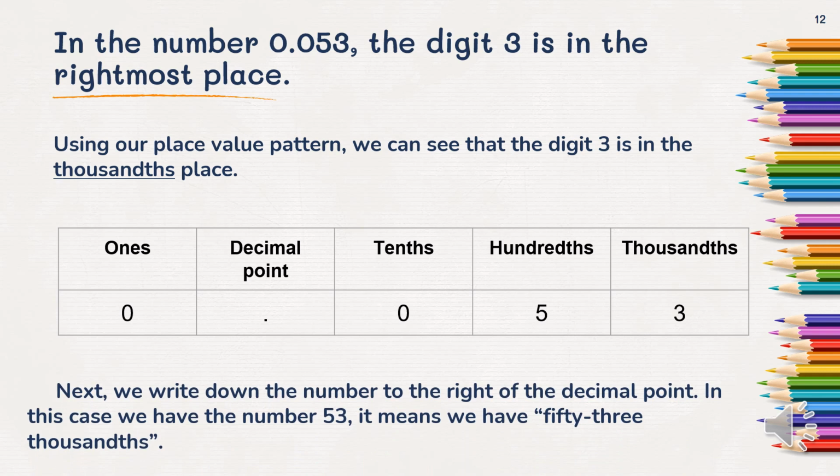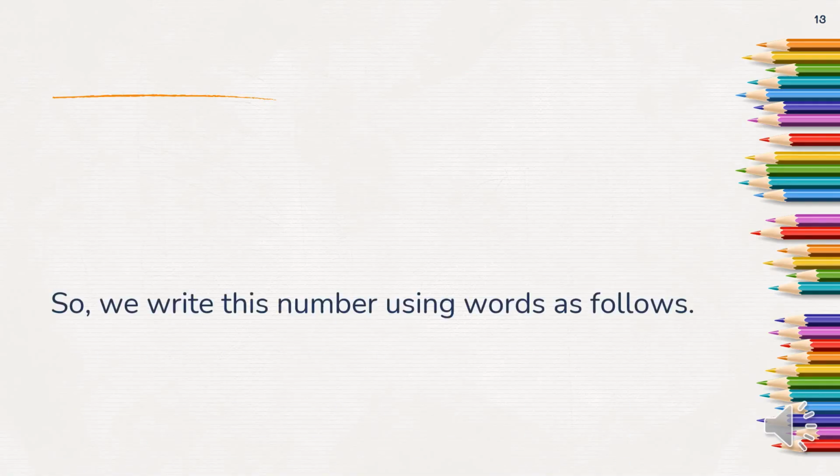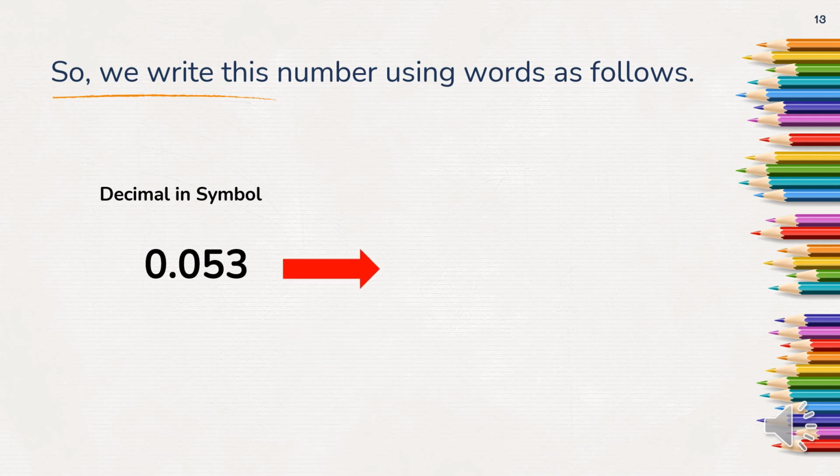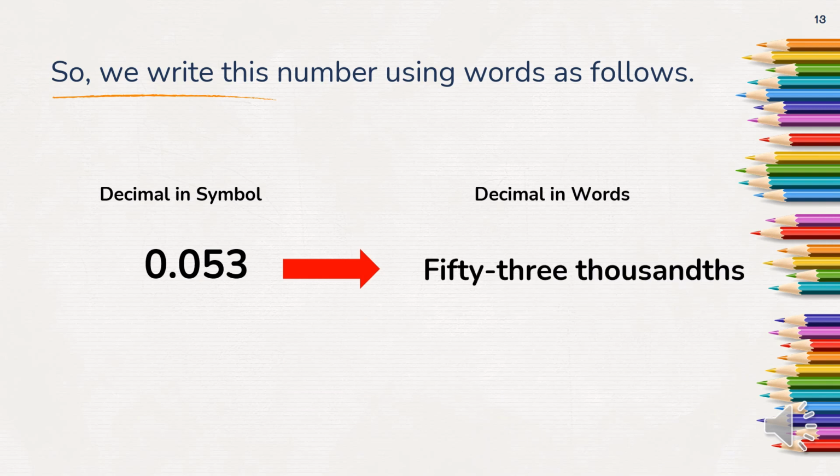Next, we write down the number to the right of the decimal point. In this case, we have the number 53. It means we have 53 thousandths. So, we write this number using words as follows. Here we have the decimal in symbol. You can see it here, 0 and 053. So, how are we going to write that in words? You're going to write that as 53 thousandths.